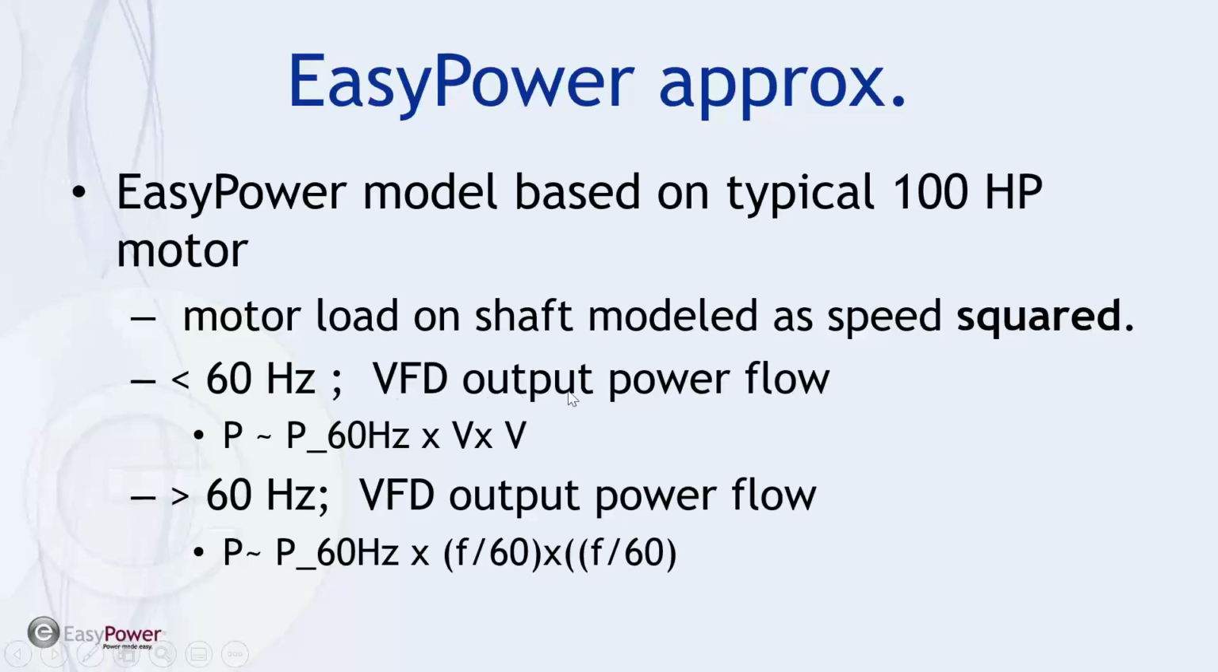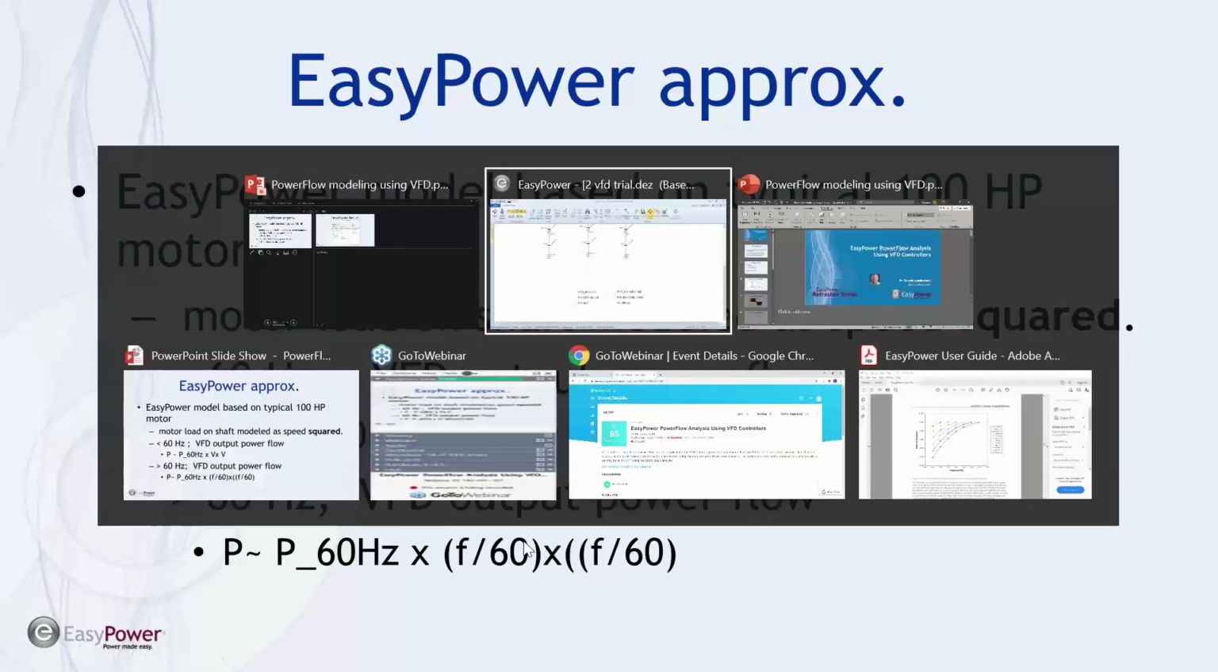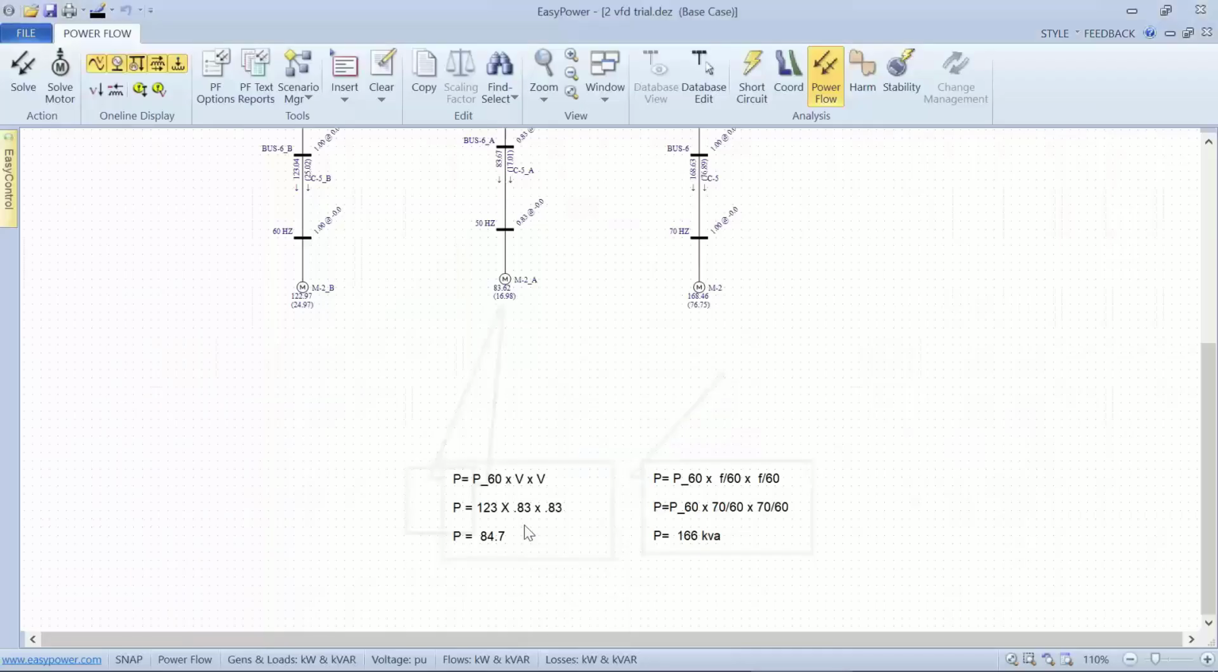Below 60 hertz, the VFD output power flow is the power delivered at 60 hertz multiplied by the voltage squared. So that's below 60 hertz. Above 60 hertz, it's the power at 60 hertz times the frequency over 60 squared. So let's go back and see how the tool does that.